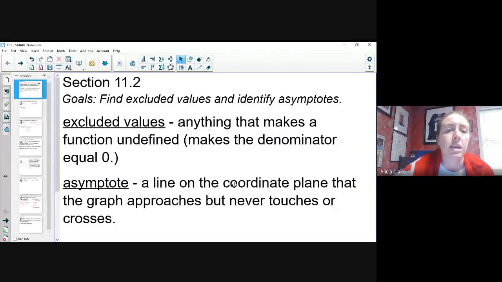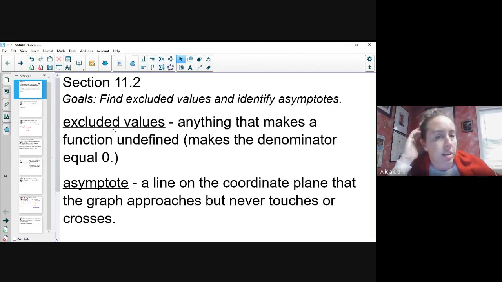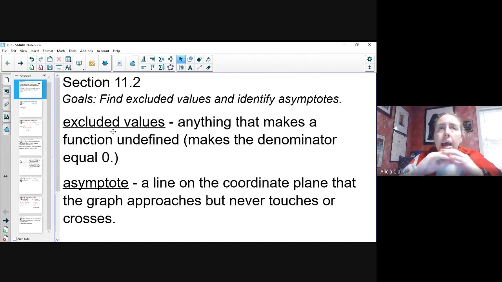So we are going to be looking at section 11.2. We're going to be finding what's called excluded values, and we're also going to identify what's called asymptotes. So excluded values are when we're looking at a function, and that function is anything in that function that makes it undefined. So think of this in terms of a fraction, whatever makes the denominator equal 0, that's an excluded value. So that means that x can be anything that we can think of, but it cannot be this one value because it makes the denominator equal 0.